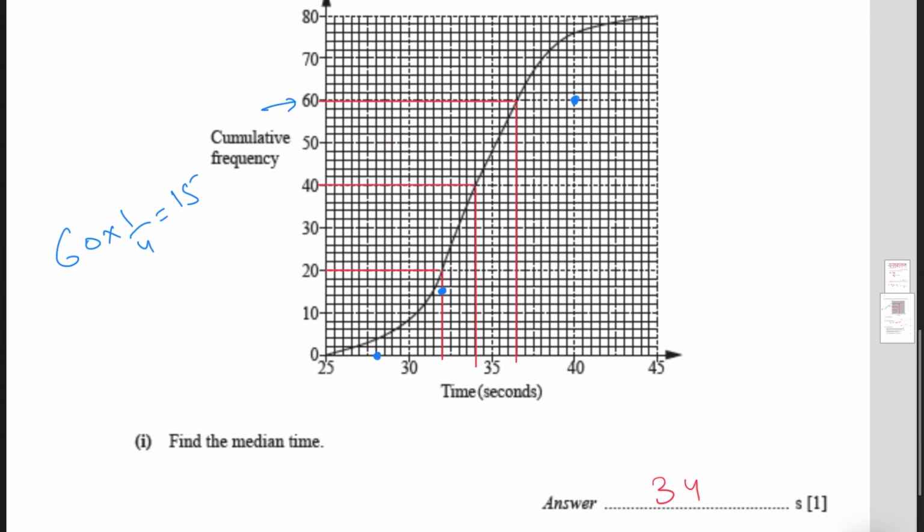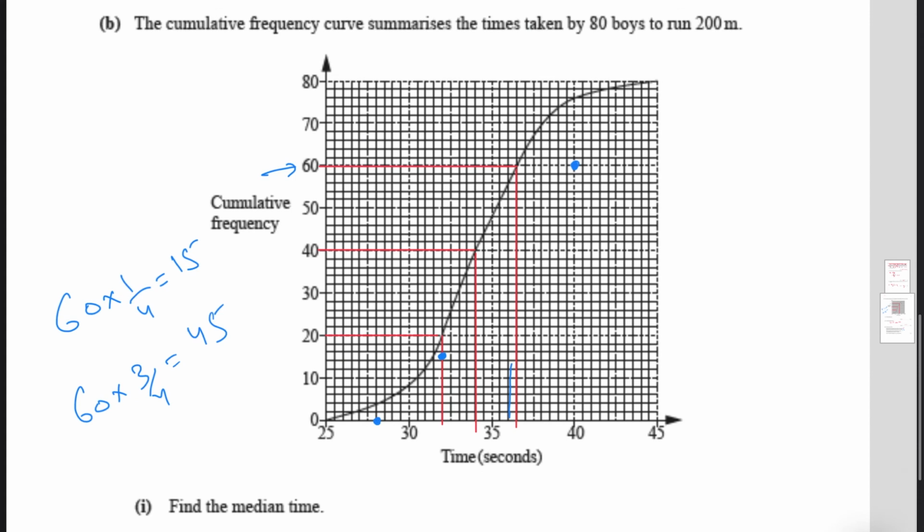That means between 32 and whatever number comes after that is going to be 4 seconds. So of course it is going to be 36. At 36 you draw a vertical line, but where does it stop? Of course, again, you multiply 60 by 3 over 4 to get the upper quartile. When you do that, you get 45. So you draw a horizontal line at 45, which takes us to this point. It is going to be right here.